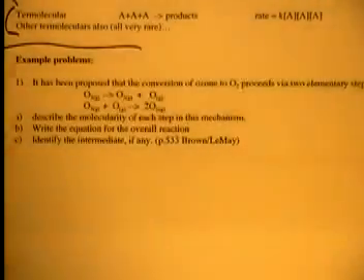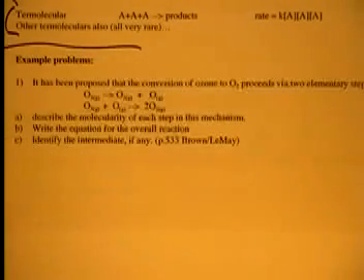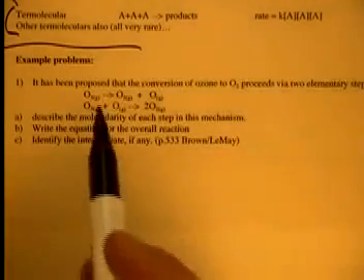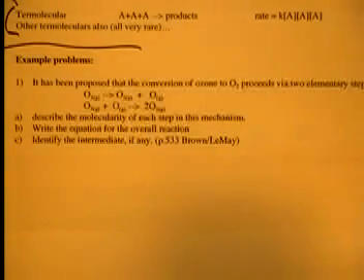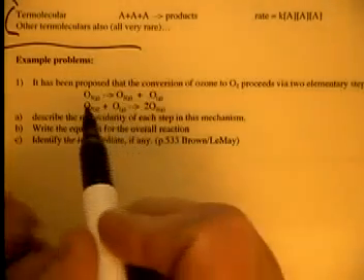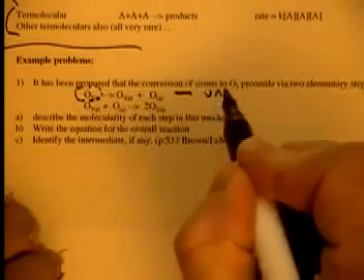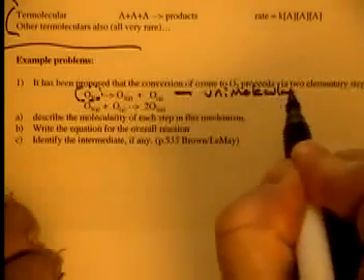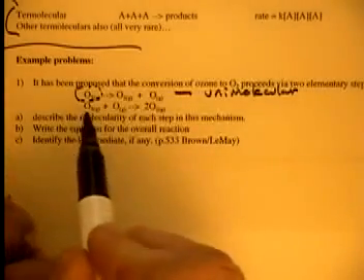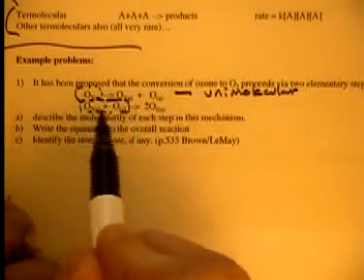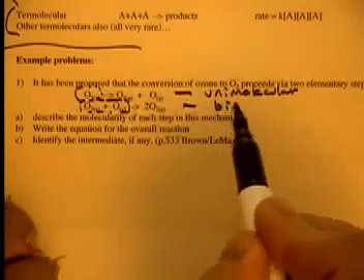First question says, it has been proposed that the conversion of ozone to O2 proceeds via 2 elementary steps. And you can see the 2 elementary steps right here. First of all, describe the molecularity of each step in the mechanism. This first one right here has one thing going to 2 others. And so I'd say that this would be a unimolecular step. The second step right here has 2 things coming together and reacting, and so we call that a bimolecular step.